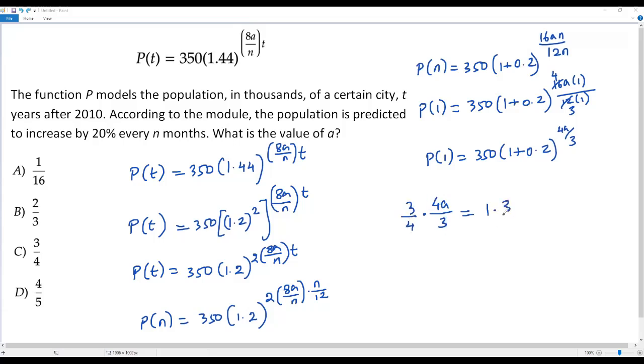Let me do it. So when I do so, this 3 will cancel, this 4 will cancel out. Then I'm getting a equals 1 times 3 over 4, which is 3 over 4. I got the value of the constant a, its value is 3/4, and we find 3/4 in answer choice C. The correct answer choice for this question is C.